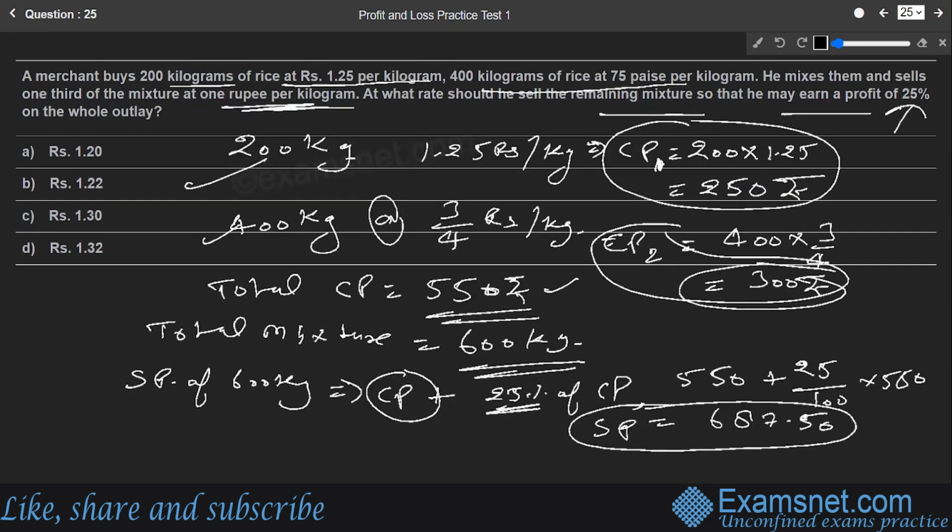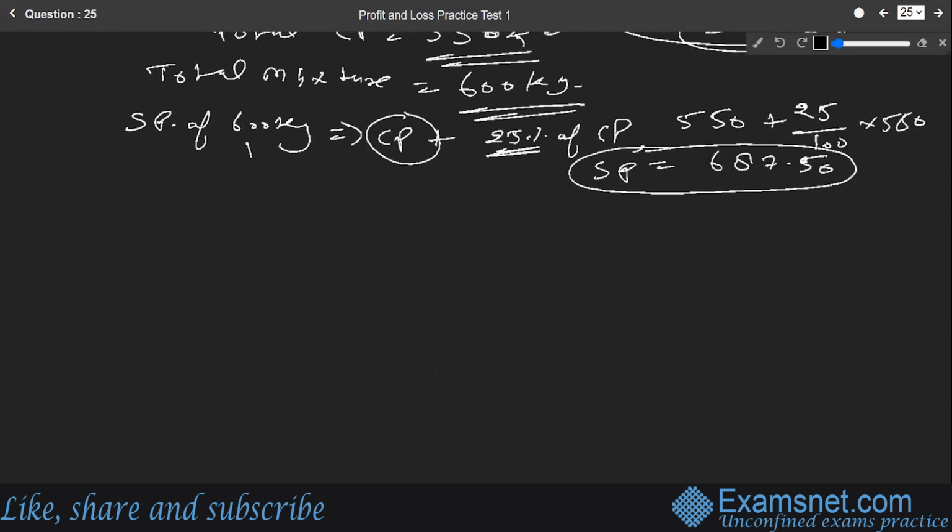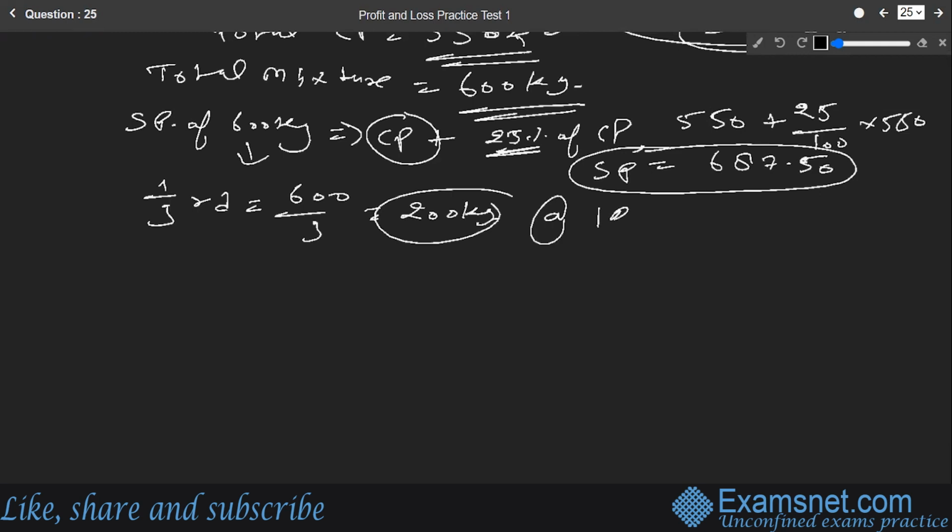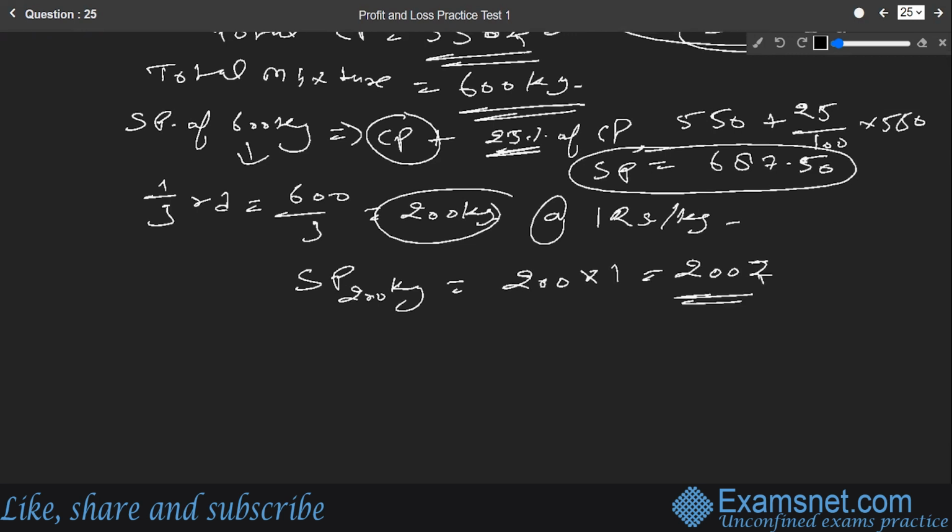Now what they have said, one third of the mixture is being sold at rupees 1 per kg. So how much is the total mixture? 600 kg. So one third of the mixture is how much? 600 by 3, that is 200 kg of the mixture is sold at the rate of 1 rupee per kg, as they say. Okay, so how much is the selling price of these 200 kg? Is simply 200 into 1, that is nothing but 200 rupees only.